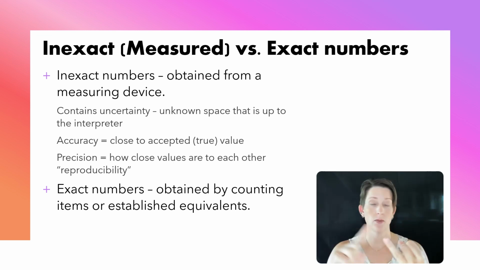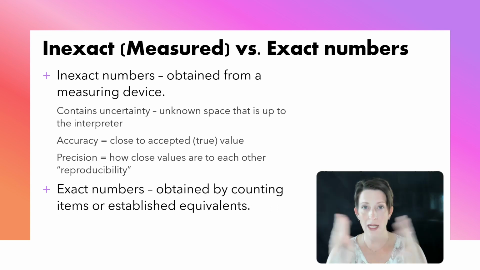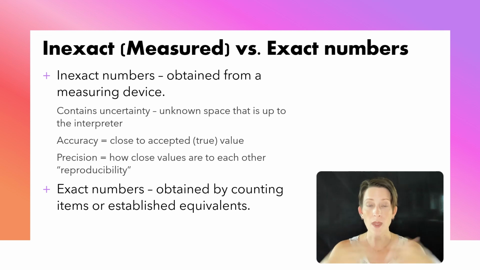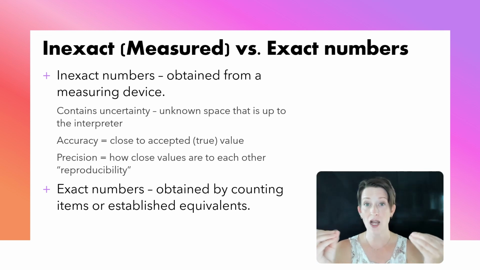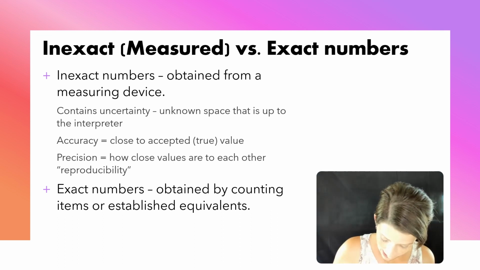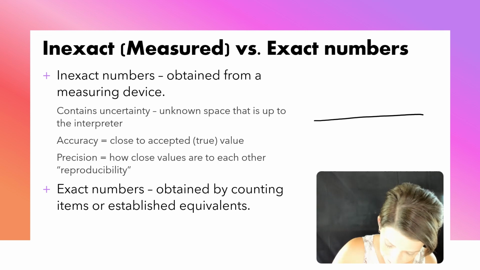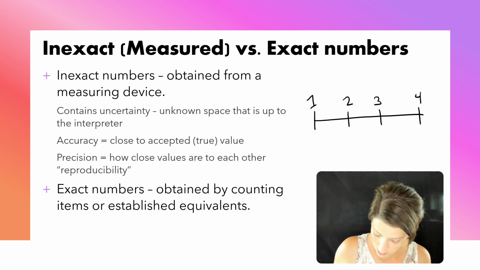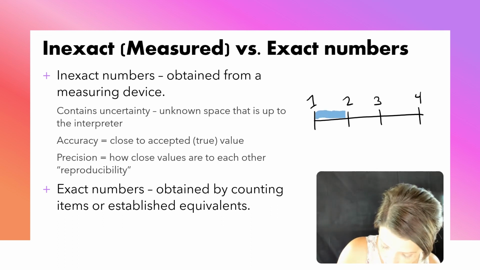It could be a balance, ruler, pipette, a volumetric pipette, graduated cylinder, stopwatch, anywhere with those base units we had talked about, the device we're using to measure those. The problem is that the device is going to contain uncertainty. When you look at a ruler, you have what's called this uncertainty or this open space that is up for interpretation.